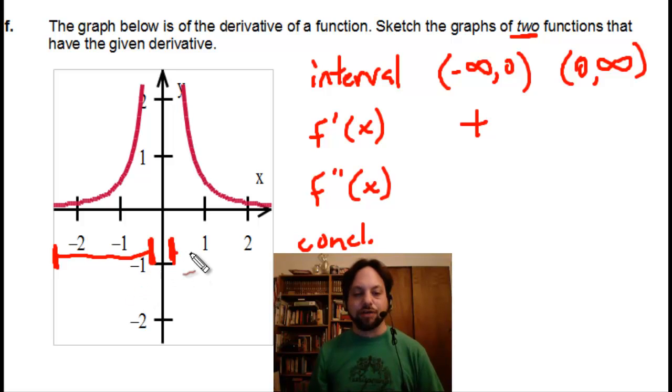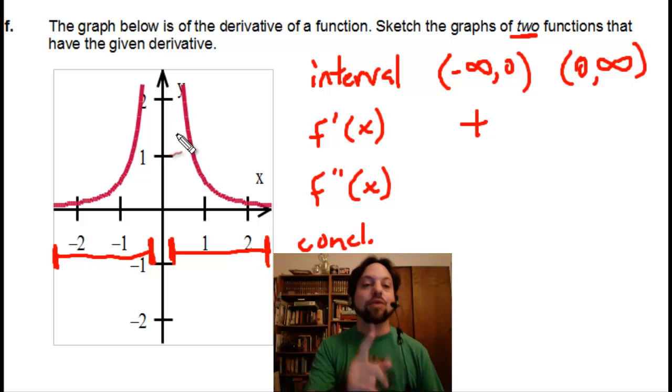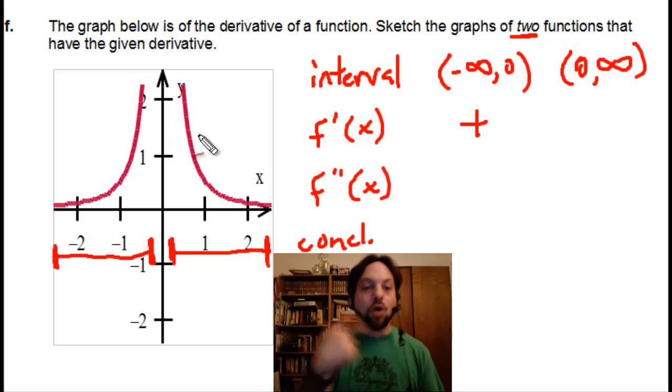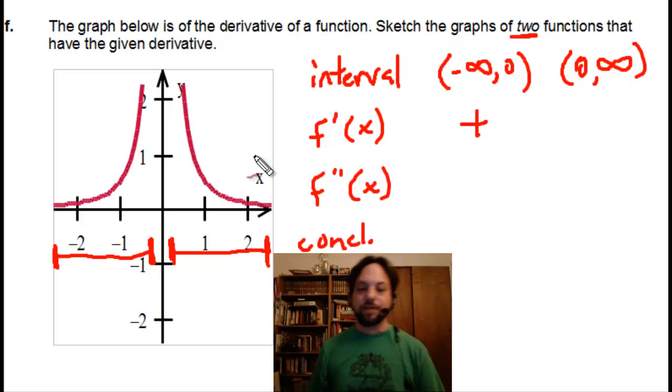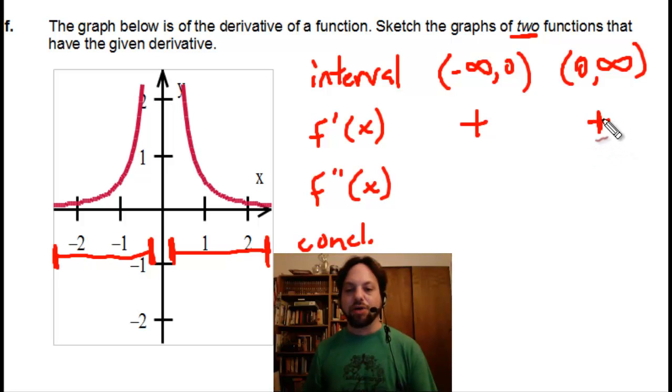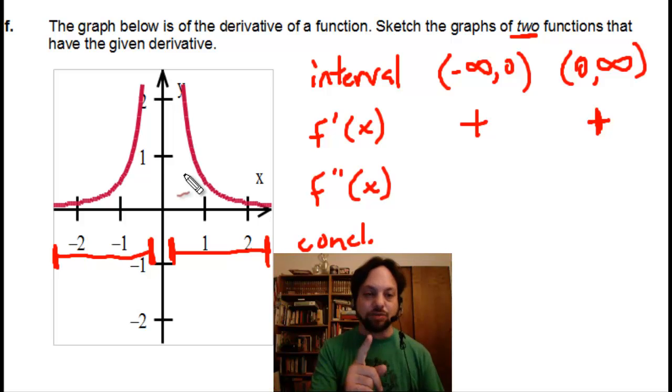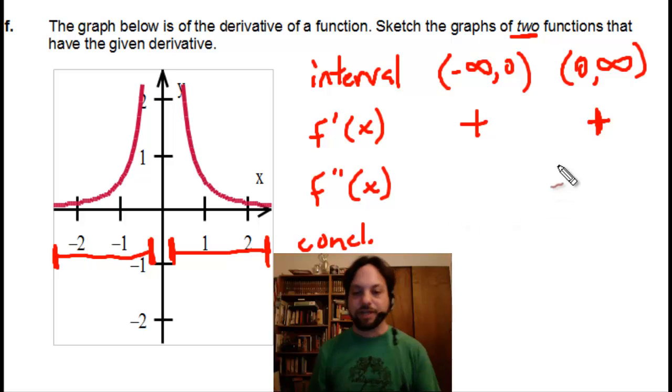Now, in our second interval, what can you say about the derivative? Well, remember, this is a graph of the derivative. This is not the original function. So here we can say the graph is always positive, or in other words, the derivative is always positive. I know the graph is sloping down, but remember, this is a graph of the derivative. If the graph is positive, it's because the derivative is positive.